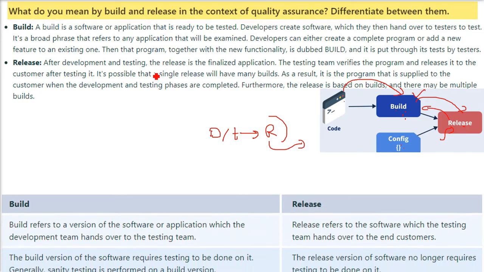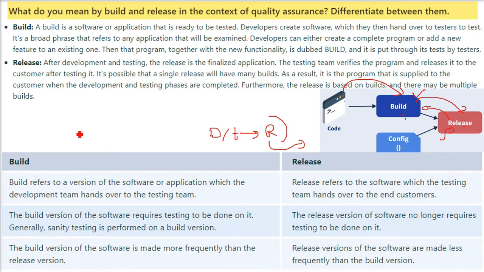Let us see one by one also. Build is a version of the software or application which the development team hands over to the testing team. So build, whatever you make in your IDE, you actually make a program and give it to the tester to test. Release is the software which has already been tested and now it is ready to be handed over to the end consumers. The build version of the software requires testing to be done. So generally the sanity testing is performed on a build version, but there can be multiple testing. This is just an example.